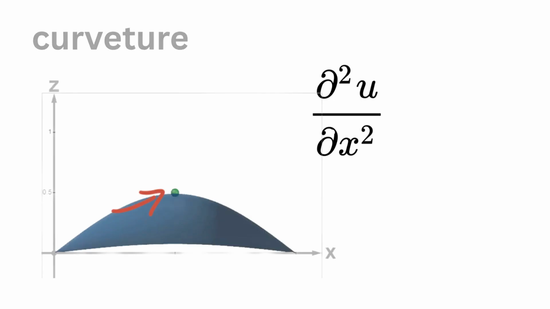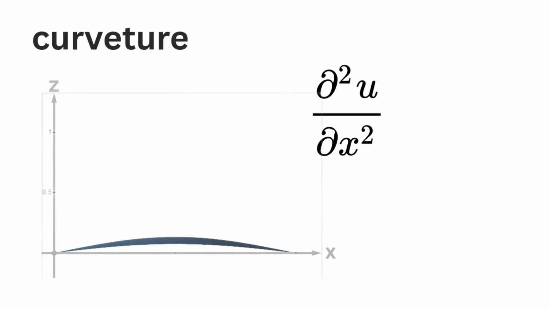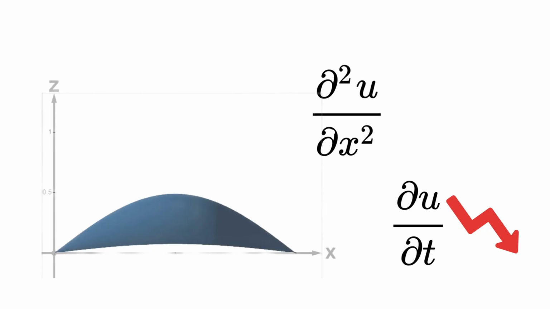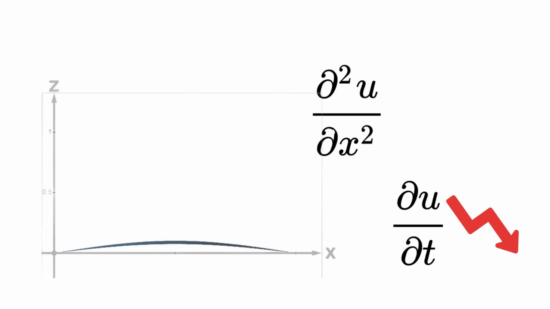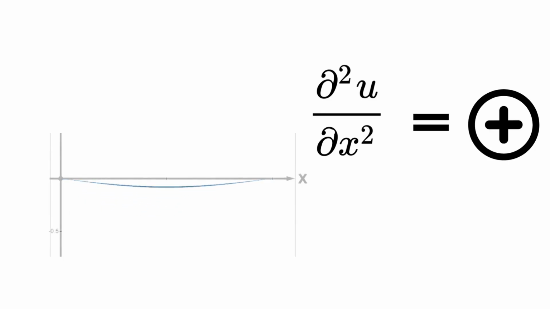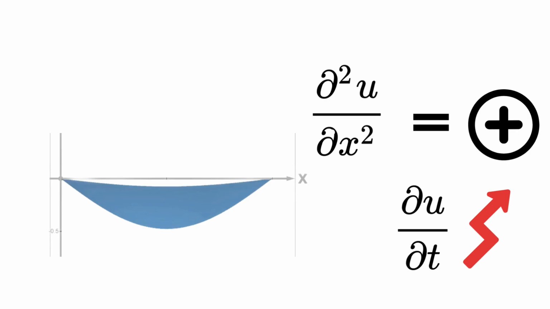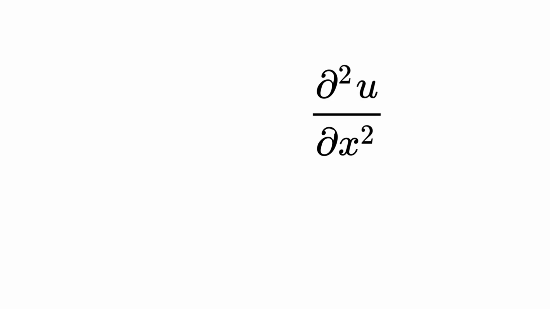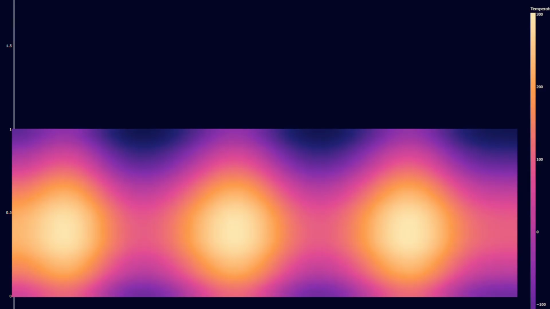If the temperature at a point is higher than its neighboring points, the temperature profile bends downward, so the curvature is negative, this value is negative, and the heat equation predicts that temperature at that point will decrease over time. On the other hand, if a point is colder than its surrounding points, the temperature profile bends upward, so the curvature is positive and this value is positive, so the temperature at that point increases. In other words, the second derivative tells us how a point compares to its neighbors. And that is exactly what heat diffusion does. Heat flows from hotter regions to colder regions until the temperature becomes uniform.